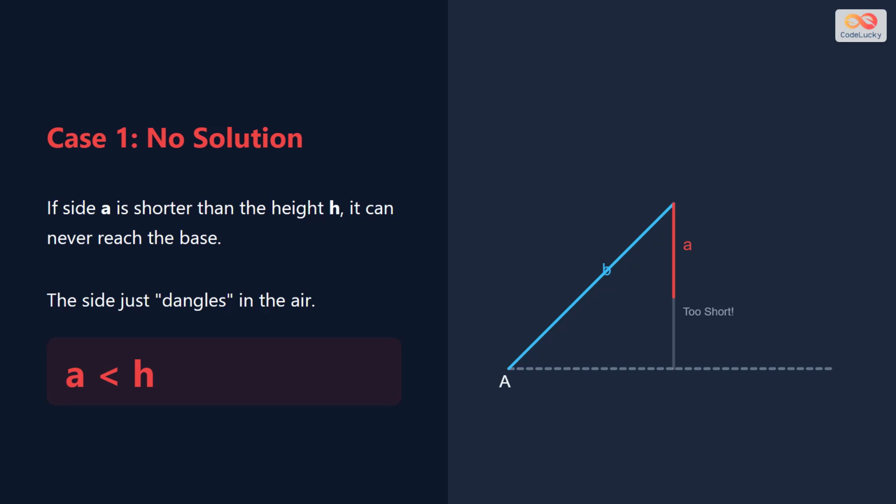There are three possibilities. The first is the no solution case. If the side opposite your known angle, side A, is shorter than the height, it simply cannot reach the base. It dangles in the air, meaning no triangle can physically exist with these dimensions.